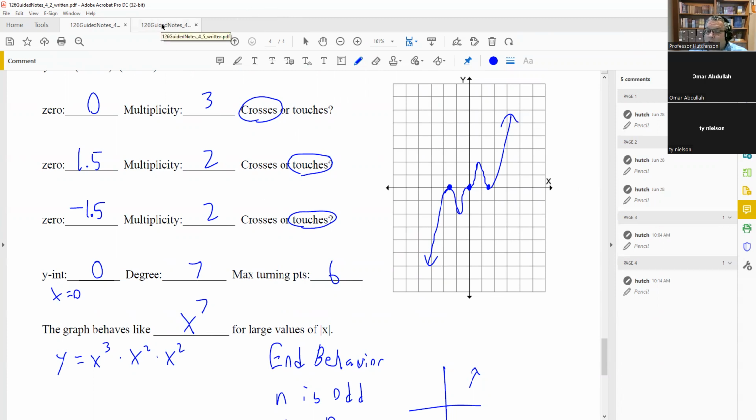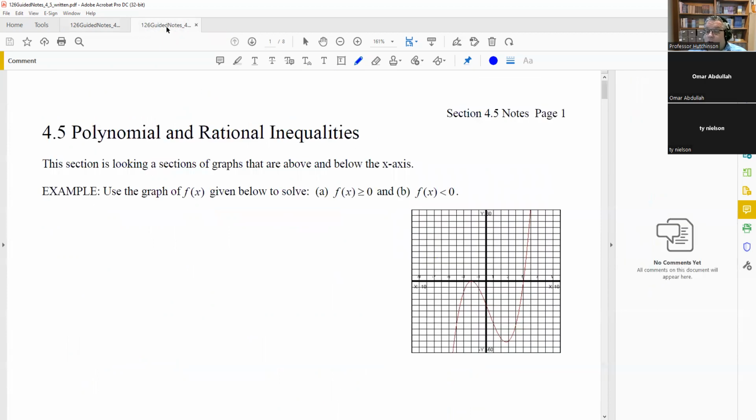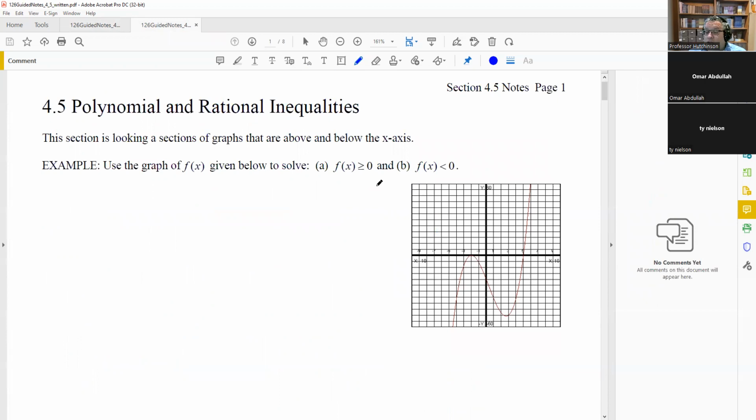Okay, next section. Now we're skipping 4.3 and 4.4 because that has to do with rational functions, and we're going to cover all of that on the next test. So we want to stick with the polynomials, and so we're going to talk about polynomial and rational inequalities. So we are going to briefly talk about rational functions here, but we're not going to really do anything with them. We're just going to talk about these inequalities.